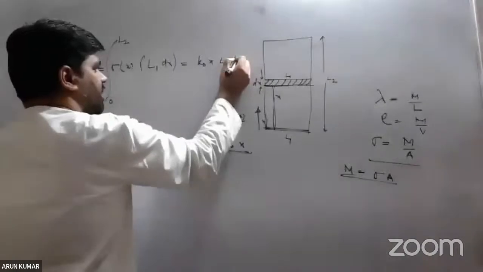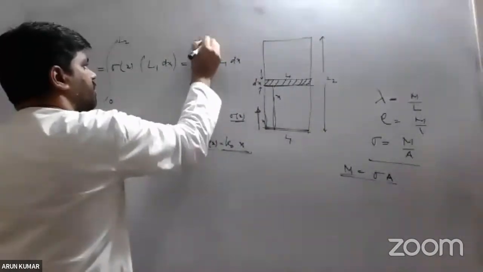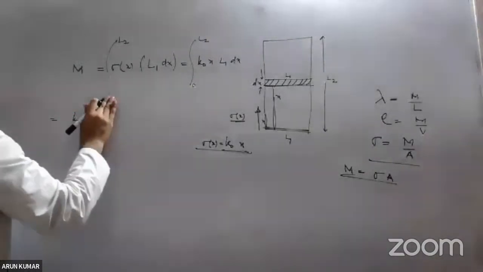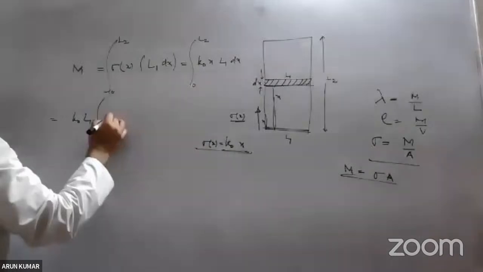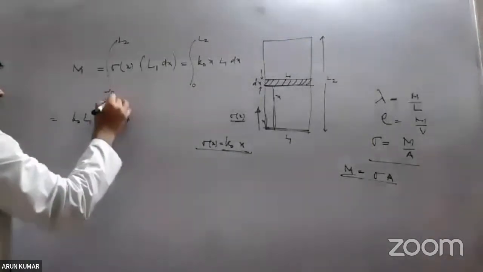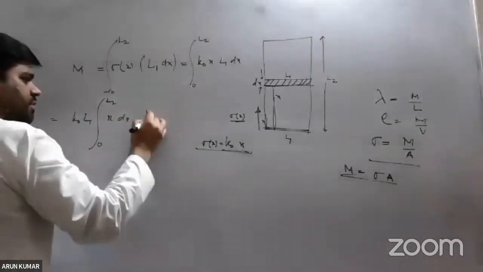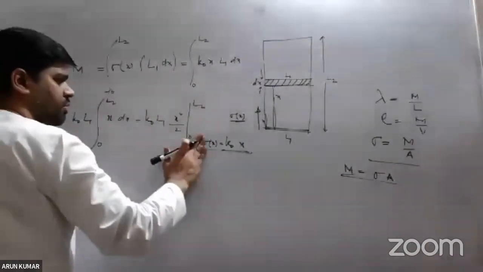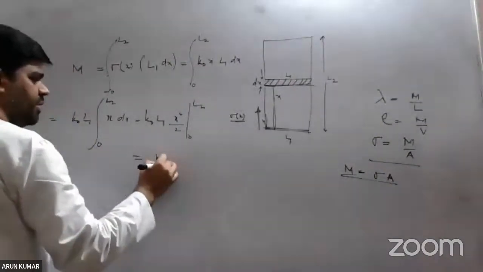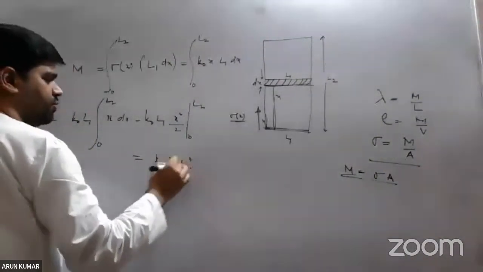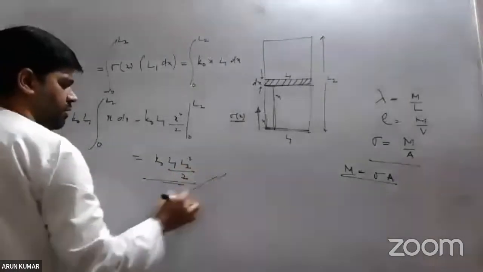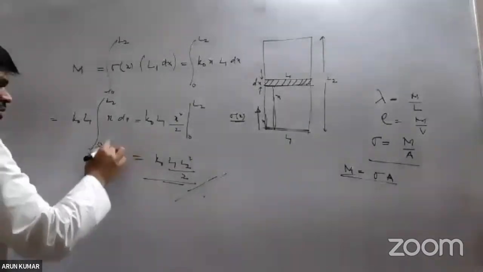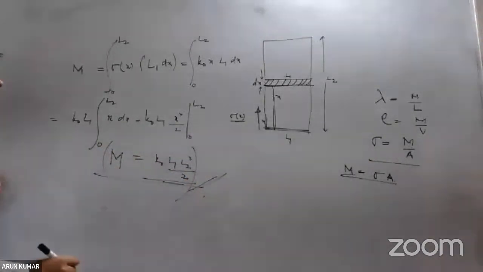Now let's substitute sigma of x as k naught x. K naught x L1 dx integrating it from 0 to L2, which is equal to k naught L1 comes out, x dx integrating from 0 to L2. What is integral x dx? X square by 2 under limit 0 to L2, which becomes k naught L1 L2 square by 2. Now that is the mass of the whole strip, whole sheet. Yes, sir. All right.